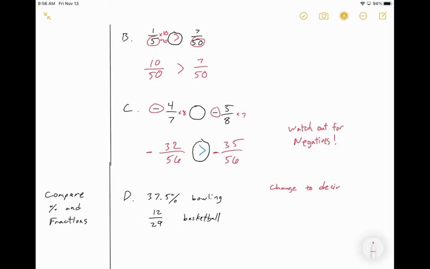Why would I change them to decimal form? Because watch. 37.5%, that's easy as a decimal. That's 0.375. Remember that? Just move the decimal 2 places. Now, can I change this fraction to a decimal? Yeah, that's what we just did in yesterday's lesson. So let's go ahead and do that. Unfortunately, the only way is long division. But here's the cool thing.